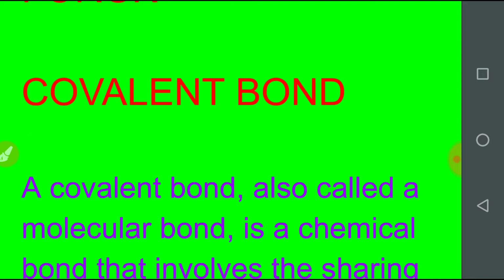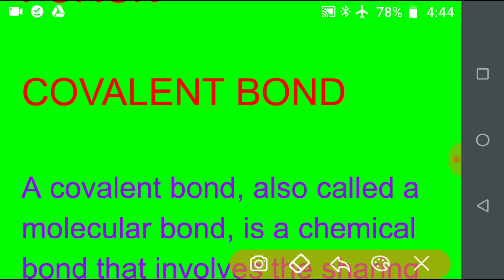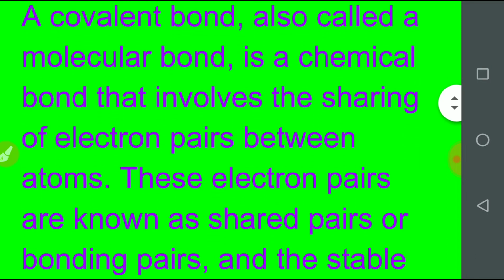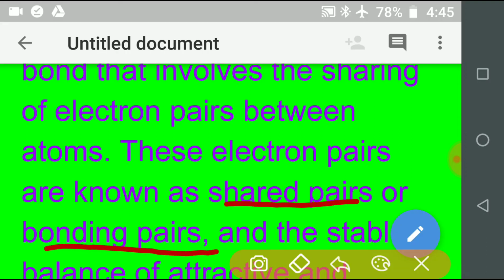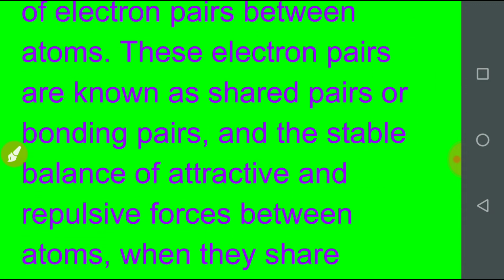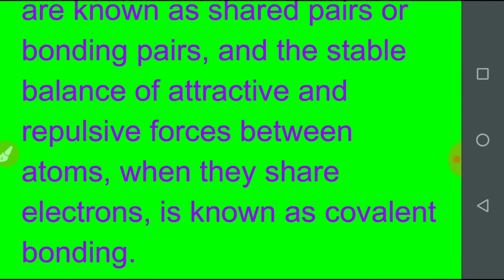A covalent bond, also called a molecular bond, is a chemical bond that involves the sharing of electron pairs between atoms. Sharing a pair of electrons between two atoms is called a covalent bond. These electron pairs are known as shared pairs or bonding pairs, and the stable balance of attractive and repulsive forces between the atoms when they share electrons is known as covalent bonding.